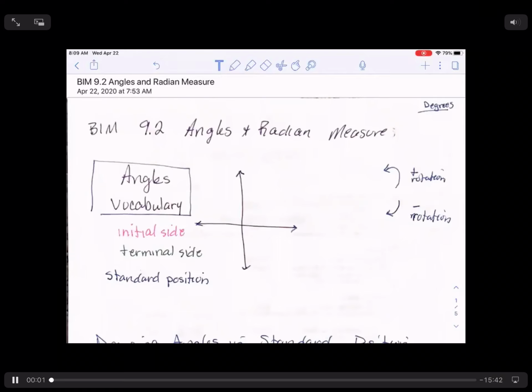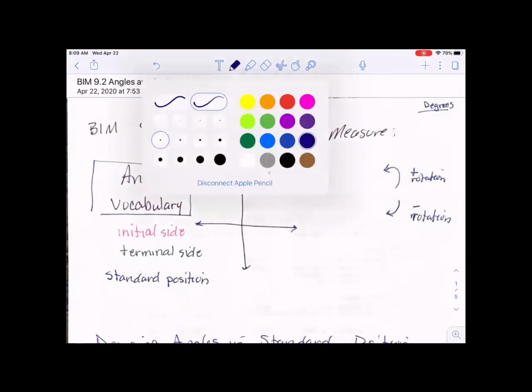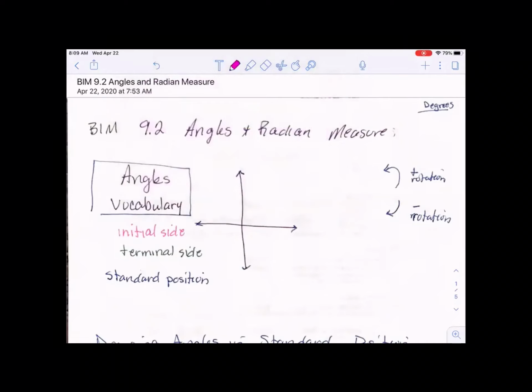Use in trigonometry. So let's start with some vocabulary. Right here, I've got initial side of an angle, terminal side, and standard position. If we're going to start talking angles, and we are, we need to know what those three things are. So if I go and I draw, let's try to match my angle, the initial side of our angles are always going to be right here on this positive x-axis.